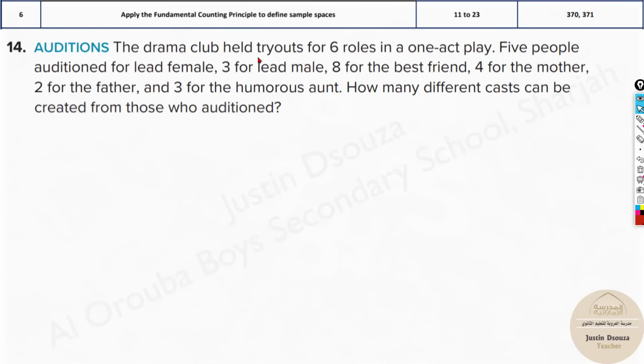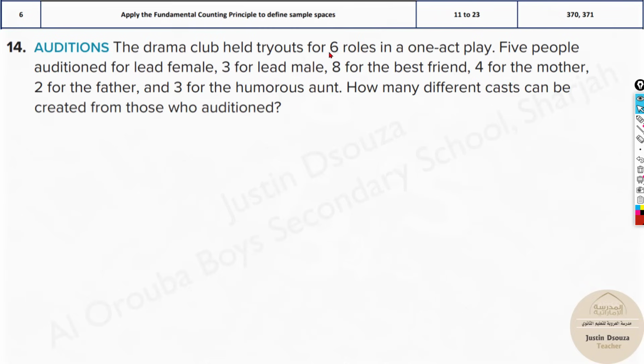The drama club held tryouts for 6 roles in a one-act play. 5 people auditioned for the lead female, 3 for the lead male, 8 for the best friend, 4 for the mother, 2 for the father, and 3 for the humorous aunt. How many different casts can be created from those auditioned?